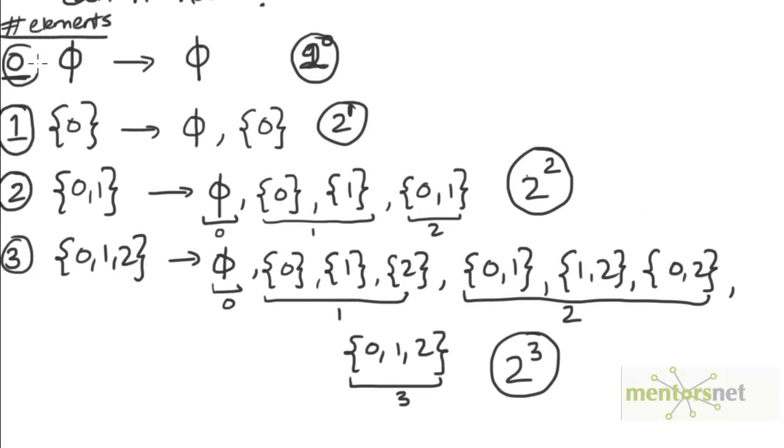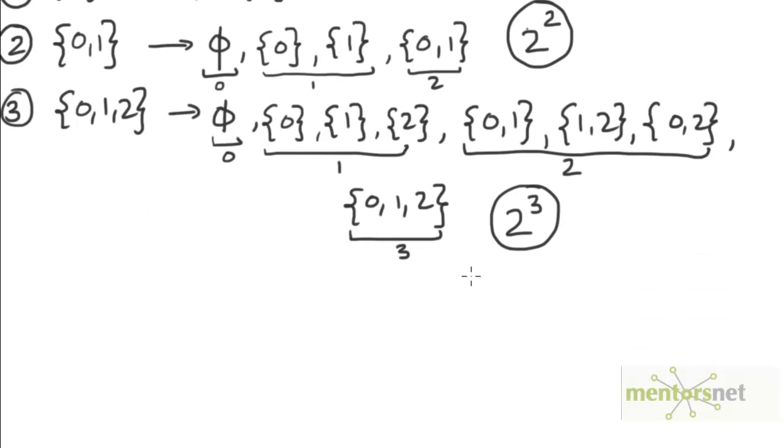When the number of elements is 0, the total number of possible subsets is 2 to the power 0. When the number of elements is 1, the total number of subsets is 2 to the power 1. When the number of elements is 2, the total number of subsets is 2 to the power 2. When the number of elements is 3, the total number of subsets is 2 to the power 3. So you can guess that when the number of elements is m, the total number of subsets is going to be 2 to the power m. And this guess would be correct.